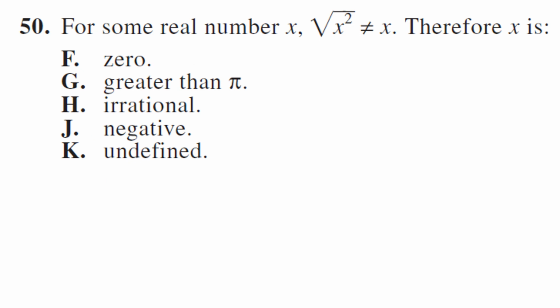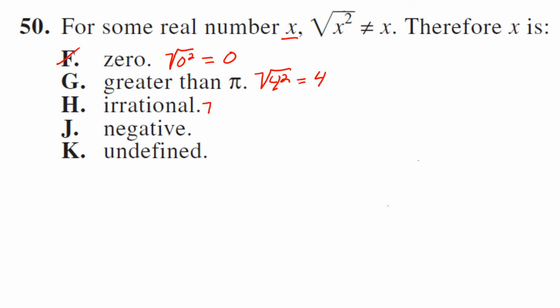For some real number x, so just some random number x, any number, the square root of x squared does not equal x. Therefore, x is. Let's just plug in and see. So if x is 0, the square root of 0 squared should not equal 0, but it does. So that one's out. Greater than pi. Well, okay, any number greater than pi. So let's go with 4. So 4 squared, square root of 4 squared, that is going to equal 4, right? Because 16 square root is 4. So that doesn't work.